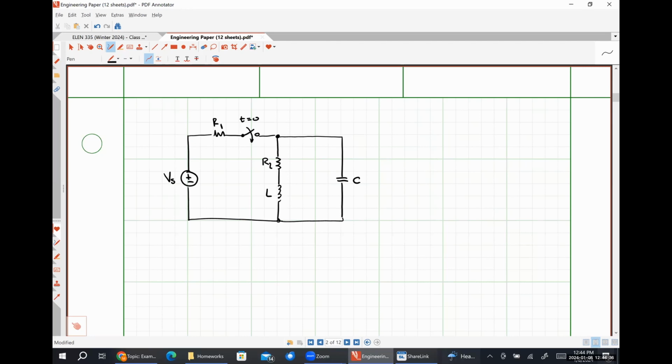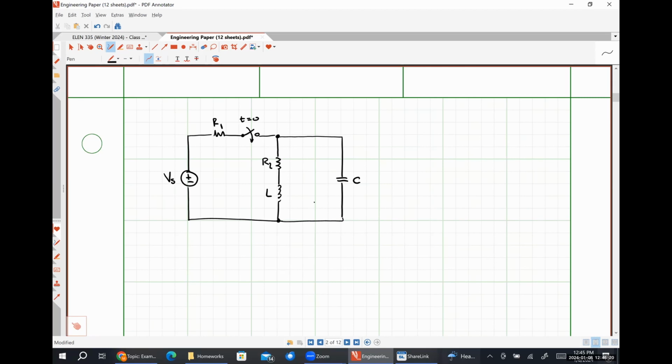Now, if our switch was opening instead of closing at t is equal to 0, this would be a series RLC circuit. But because the switch is closing, what we're going to have is a resistor R1 in parallel with the series combination of R2 and L in parallel with a capacitor, which is by definition no longer a parallel RLC circuit because we can't combine the resistances into a single equivalent resistance, okay? So we can't just use our parallel RLC circuit rules. We have to apply the generic approach.